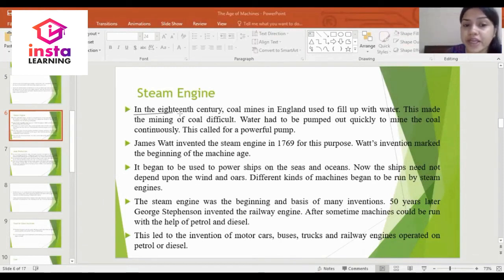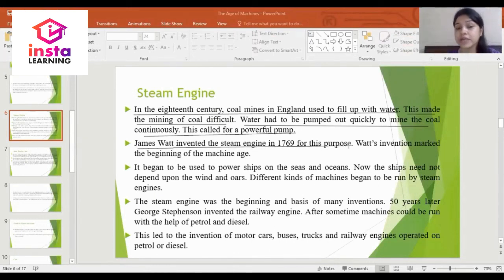In the 18th century, coal mines in England used to fill up with water. This made the mining of coal very difficult. Water had to be pumped out quickly to mine the coal continuously. This called for a powerful pump. James Watt, dear student, this is very important that you should know. James Watt invented the steam engine in 1769 for this purpose.